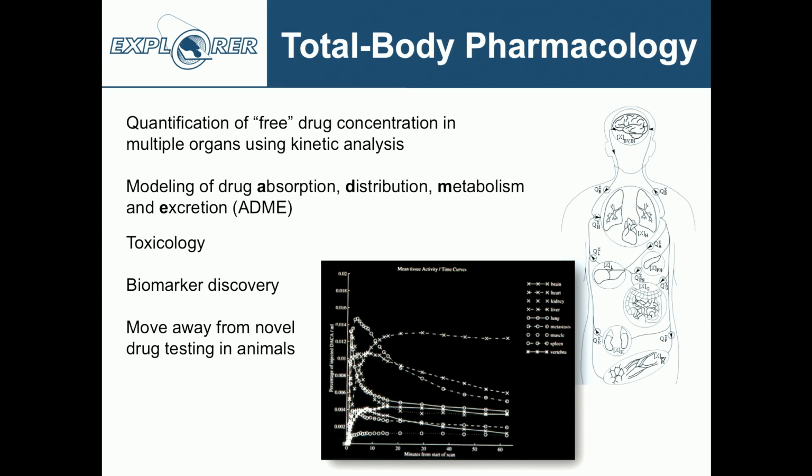Total body pharmacology, we already mentioned. We want to look at drug absorption, distribution, metabolism, excretion. That's what it's all about. The tools currently to do this are pretty crude. With this scanner, if we can radiolabel the drug, we'll be able to get all of this information in a single dynamic scan. And the idea would be, and the drug industry is very interested in this, not just in terms of imaging, but in general, they are really pushing to move their novel drug testing away from animals and into humans as early as possible, because there are just too many failures of the animal models in predicting what actually happens in the clinic.